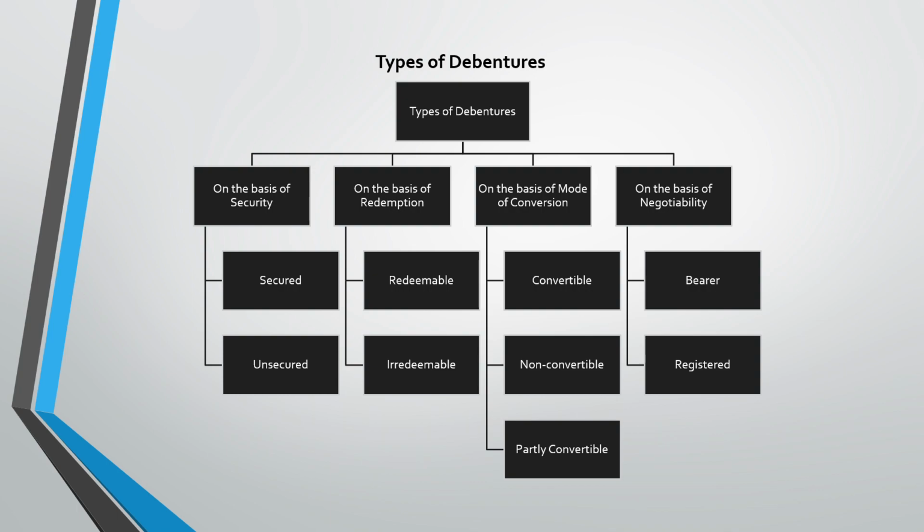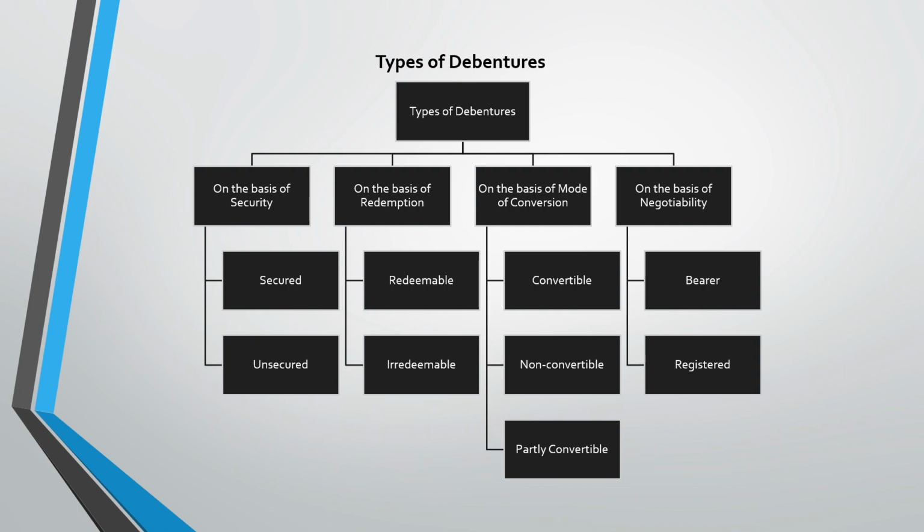Next one is on the basis of redemption. Redemption means the debentures, upon the terms of issue, will be redeemed. That is, cash will be given back to the debenture holders after a fixed period of time. Irredeemable debentures are those which cannot be redeemed after a fixed period of time. Irredeemable debentures are not allowed as per the Companies Act. As per the Companies Act 2013, no company can issue irredeemable debentures.